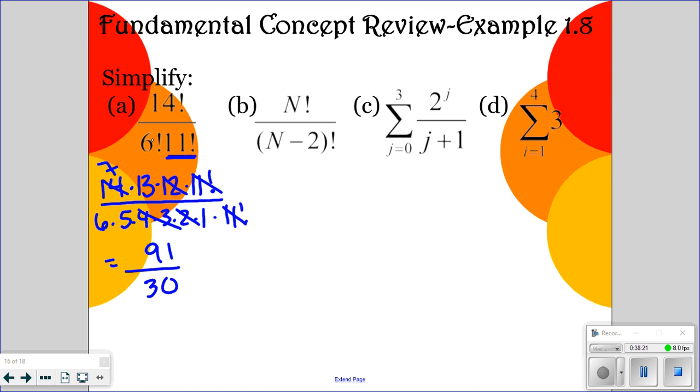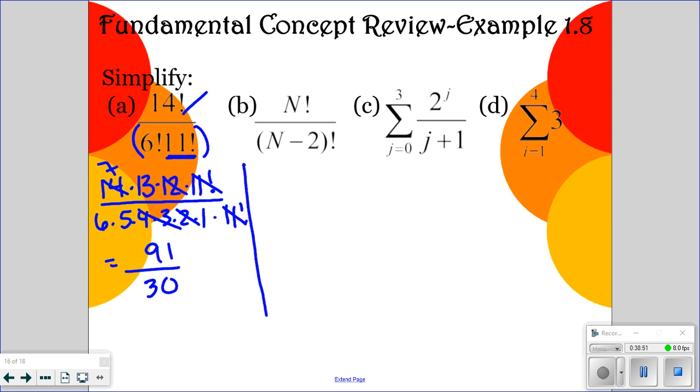The reason I go over that method and not just telling you to plug it in your calculator, number one, if you're going to plug it into your calculator, make sure to put parentheses around your denominator. You're going to do 14 factorial divided by parentheses 6 factorial, 11 factorial, close parentheses. But number two, so that we can practice the concept for this part B, you always want to break down the number that is bigger. N is bigger than n minus 2. So we're going to break it down.